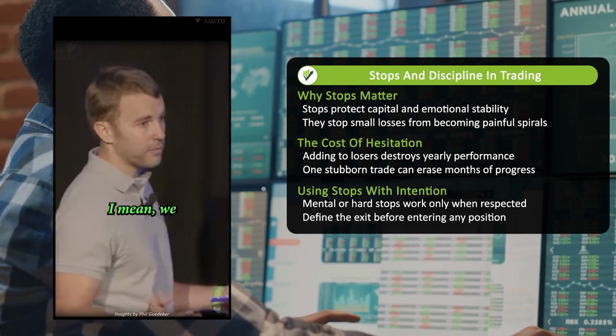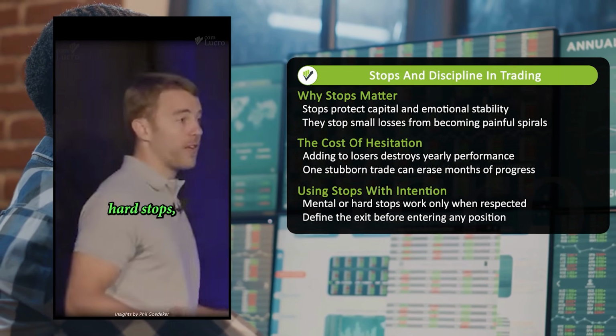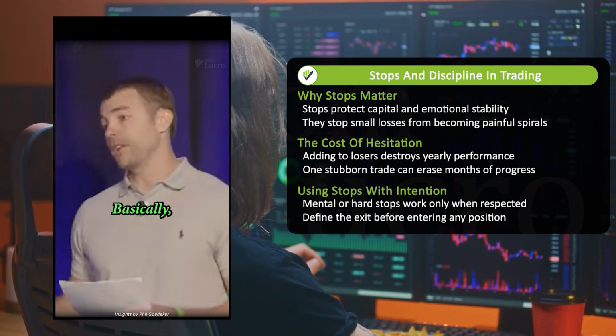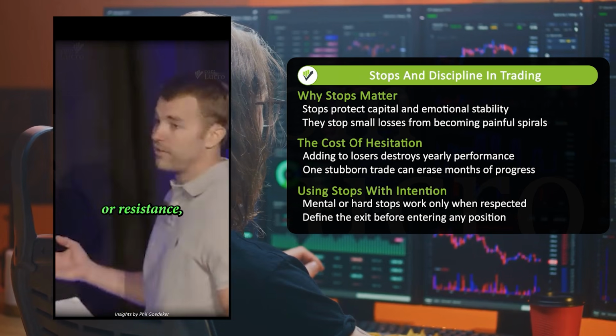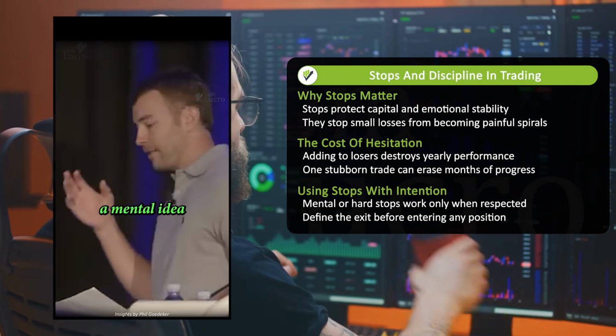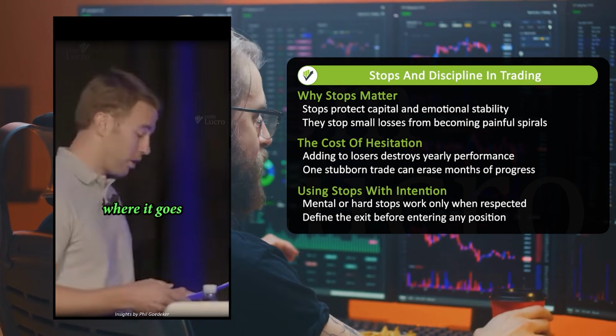Stops are a must. I mean, we all have to use stops. Now, I personally rarely use hard stops, but I have mental stops on every position that I take. Basically, if something's breaking support or resistance, I usually just exit that trade. And I think most of us here need to have a mental idea in our head of where we're going to exit a trade, based on where it goes against us.